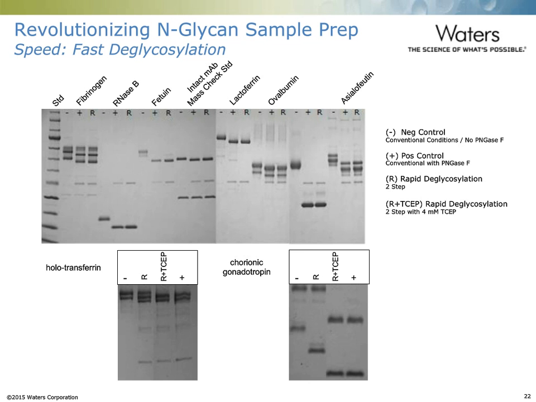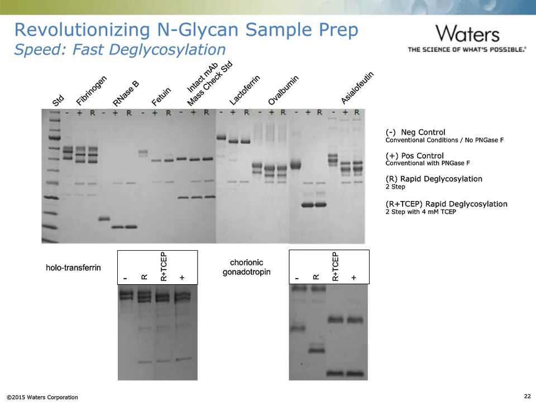For most glycoproteins, including IgGs and IgG-like molecules, non-reducing conditions for rapid deglycosylation are sufficient. In cases of recalcitrant proteins extensively stabilized by disulfide bonds, reducing conditions with TCEP can also be employed along with rapid deglycosylation to achieve complete release.